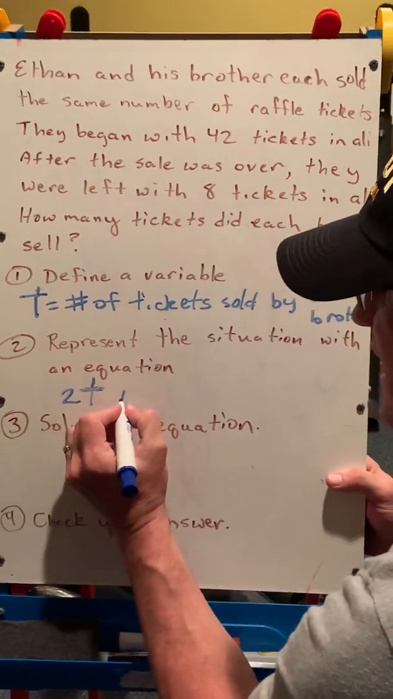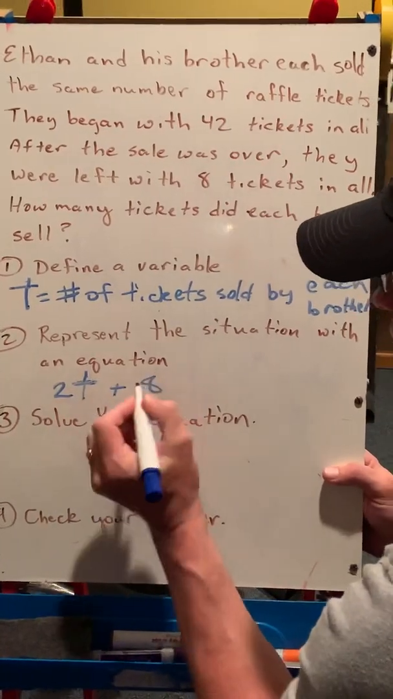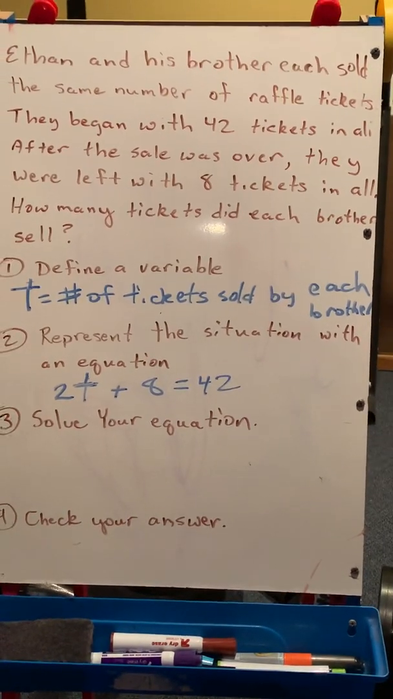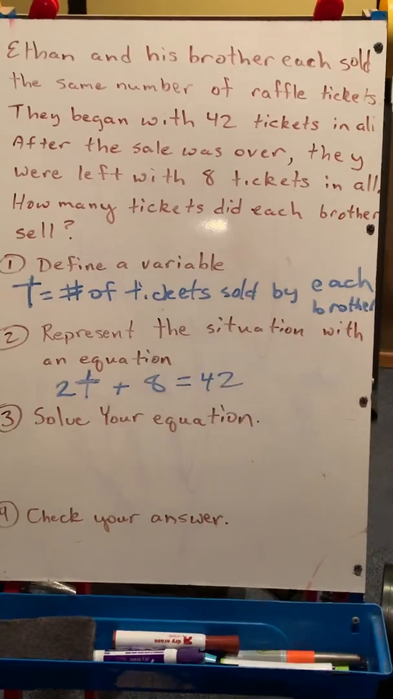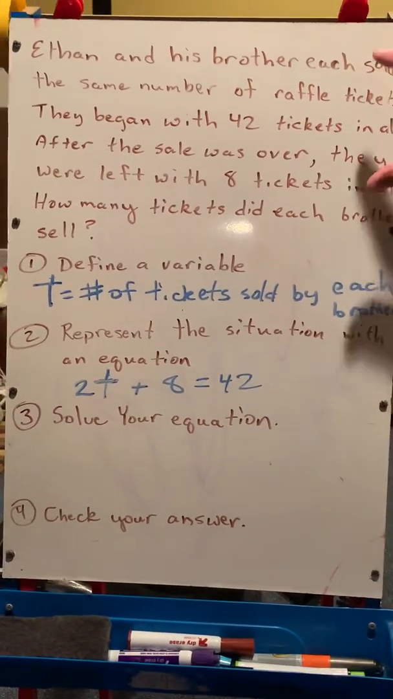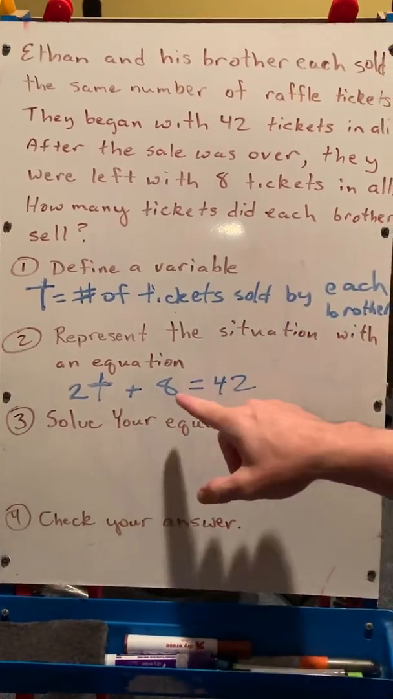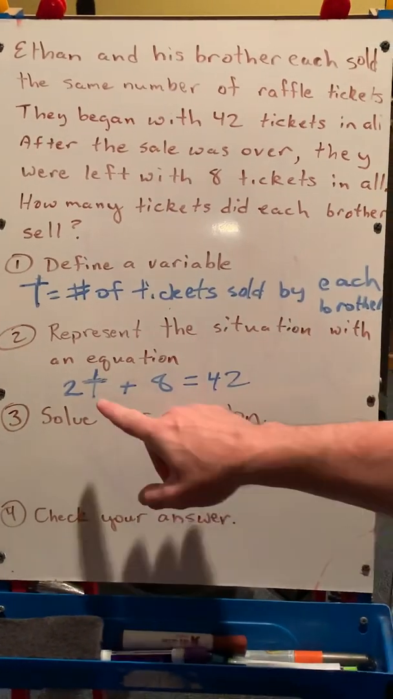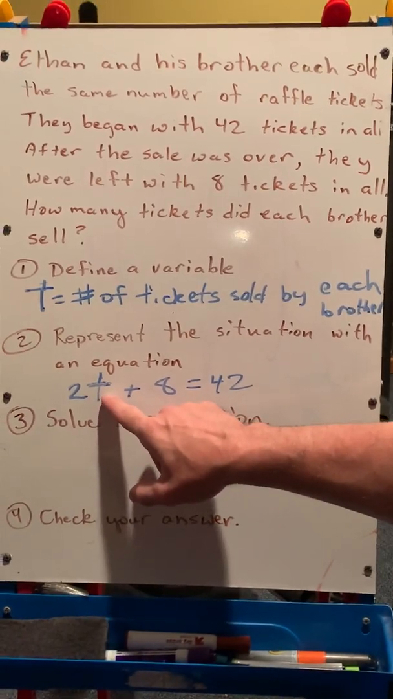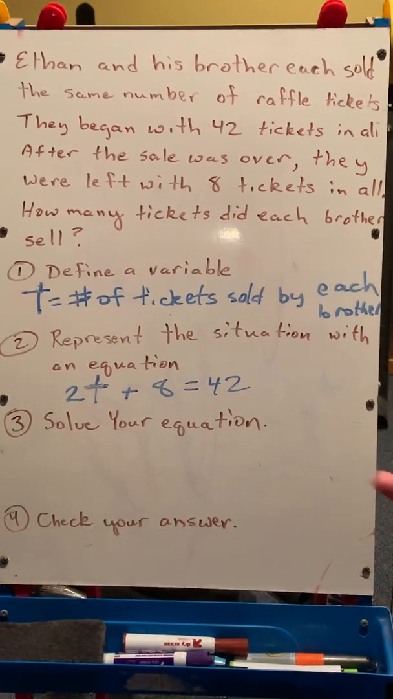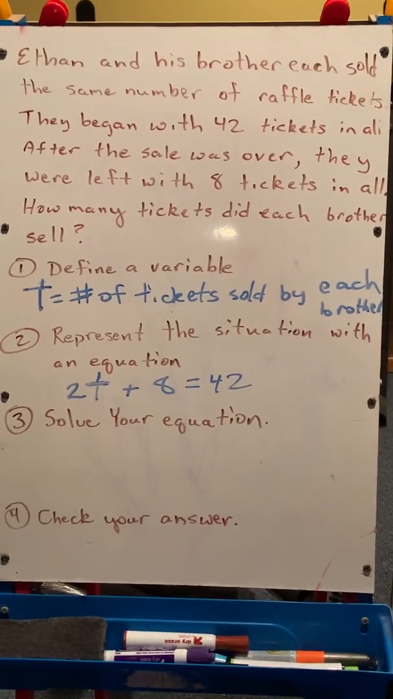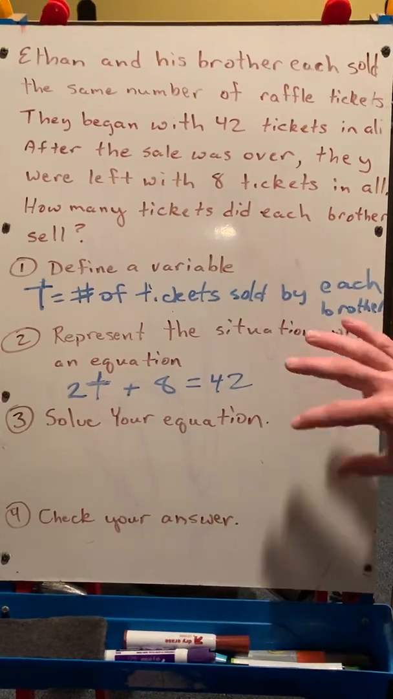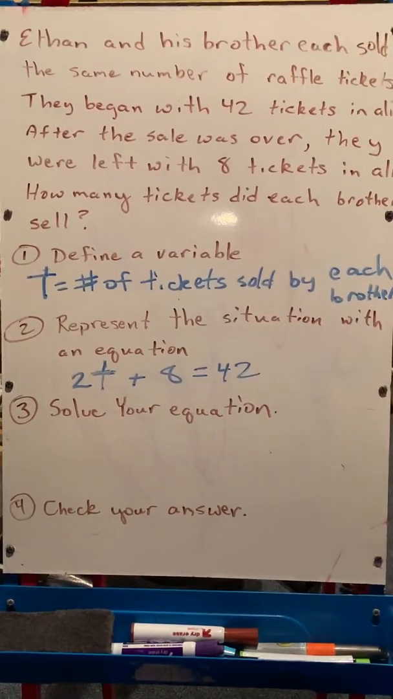So if we add those 8 on to what they each sold, we should total that 42 tickets that we started with. So again, this is the part that a lot of kids struggle with, because they have to put all of this in the word problem and understand it and get it into an algebraic equation. So in this case, each brother sells t tickets, and I got to double it because there's 2 of them. Add the 8 that they didn't sell to get me a total of 42. And here in a second, I'll show you there are other ways to think about this, but this is actually the situation to get to that total of 42 tickets.